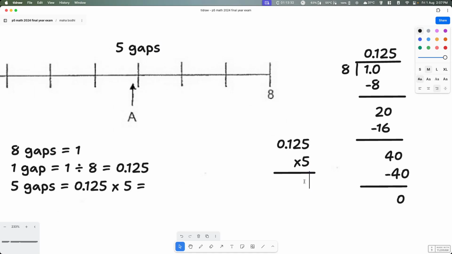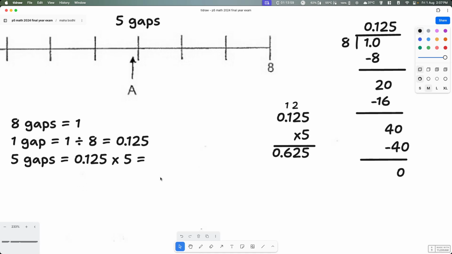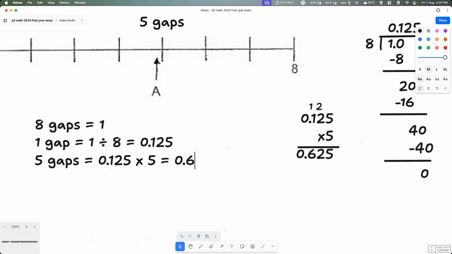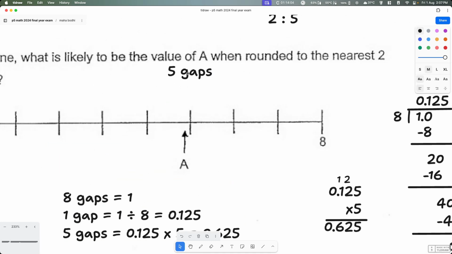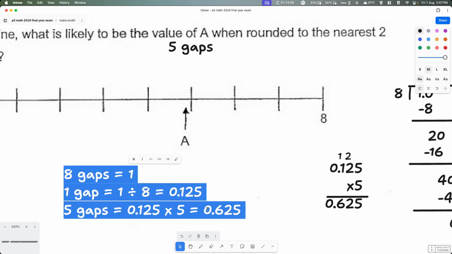So that means 5 times 5 is 5. Then we put 2 over here on top. So 25, right? 5 times 25. 2 times 5 is 10 plus 2 is 12. So you're going to put 2, and then on top of 2, I'm going to put 1 on top of 1. So 1 times 5 is 5, and 1 is 6. So 6 to 5. Okay, so 0.625 in this case over here. All right, so we're going to put here as 0.625. Okay, so in this case, 5 gaps is equal to 0.625.